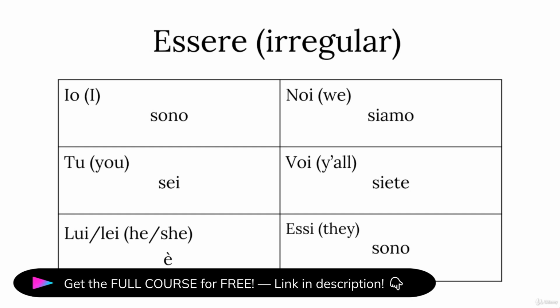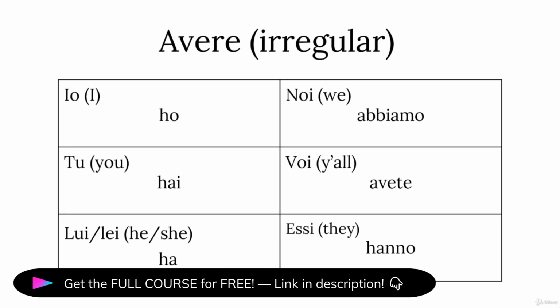Okay, great, perfect. Avere. As usual, this one is irregular as well. So first of all, let's start with I. Io ho. And here it is very important for I, you, he, she, and they to put the H at the beginning. Okay, that is super important. Tu hai. So you don't really pronounce the H at the beginning. Lui, lei, ha.